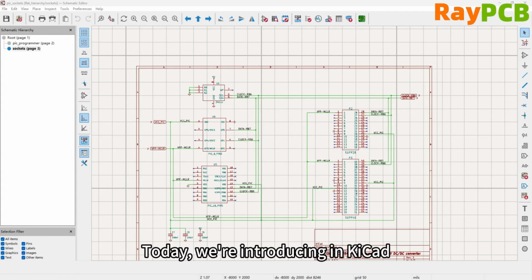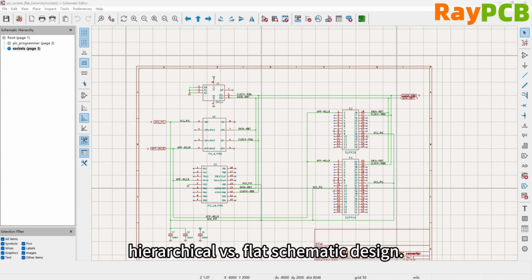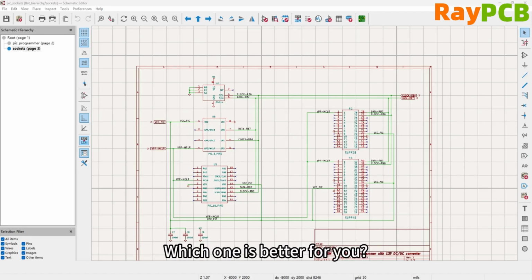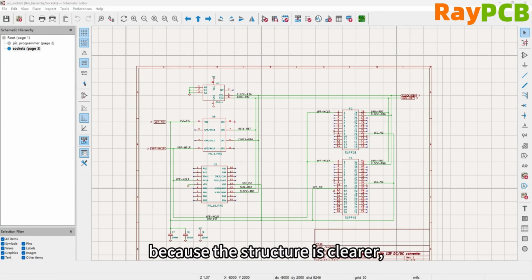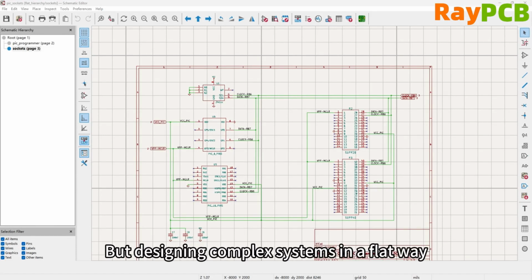Today, we'll be discussing hierarchical versus flat schematic design in KiCad, and which one is right for you. Generally speaking, KiCad recommends using hierarchical design as it provides a clearer structure and makes design reuse easier. For simple systems, flat design is also easy to implement, but designing complex systems in a flat structure is not so straightforward.